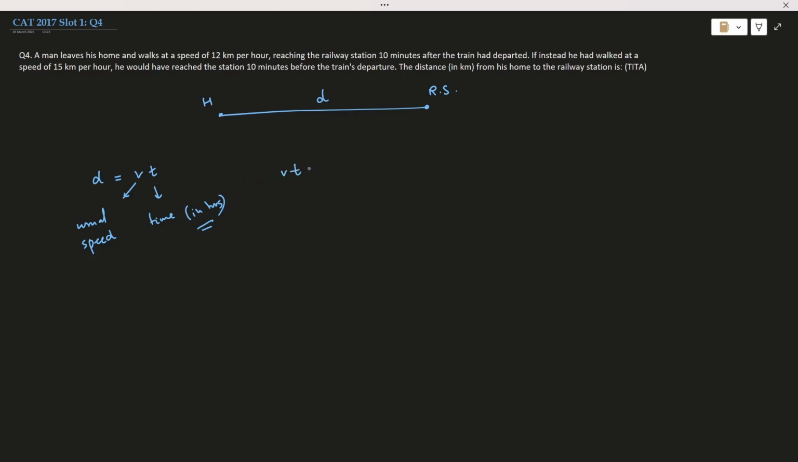Now, since the distance is the same, he has decreased his speed by 12 kilometers per hour and he reached 10 minutes late. That means he is taking 10 minutes more time. So I have to say 10 by 60 because 10 is in minutes. Please remember t is in hours, so I have to convert this time. This can also be written as 15 t minus 10 by 60, because he is 10 minutes early. So he is taking less time.